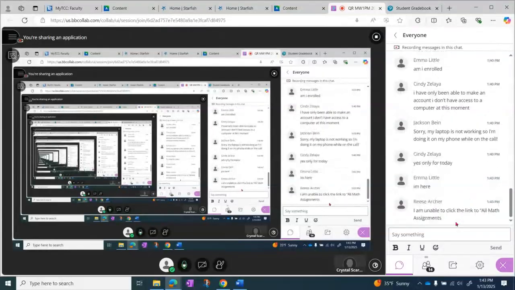Reese says I'm unable to click the link to all math assignments. When you click that, you should see somewhere on the page says access code. And you click access code and you would see some bars or boxes and you should paste your code there.